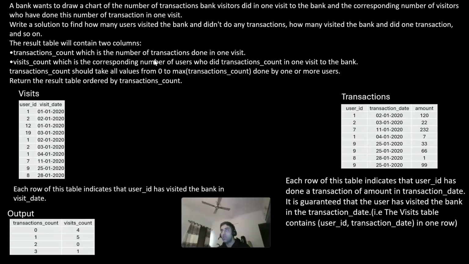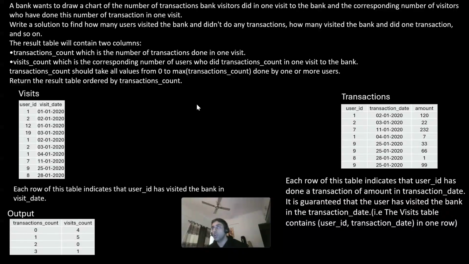Now what we need to do is write a solution to find how many users visited the bank and didn't do any transactions, how many visited the bank and did one transaction, and so on, right? So basically the result table will contain two columns. It will have the transactions count, which is the number of transactions done in one visit, and visits count, which is the corresponding number of users who did that transactions count in one visit to the bank, right? And transactions count should take all the values from 0 to the maximum transactions count done by one or more users.